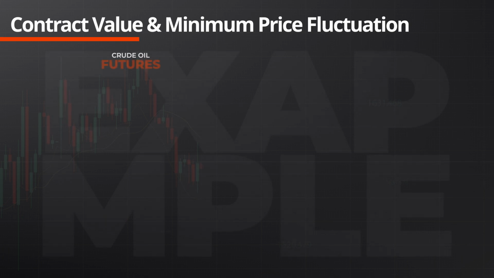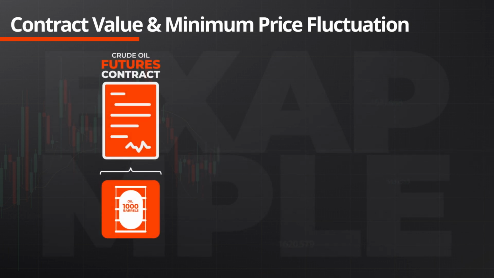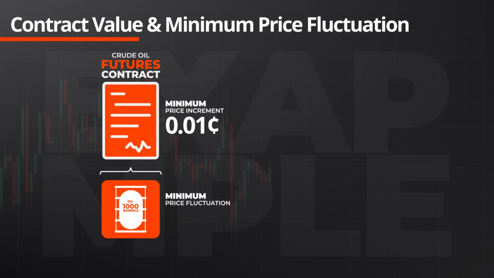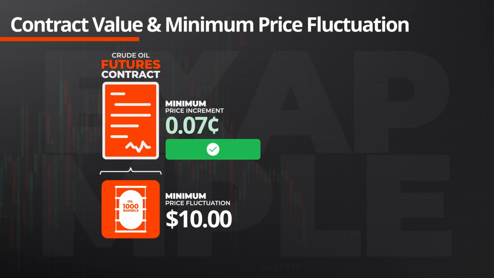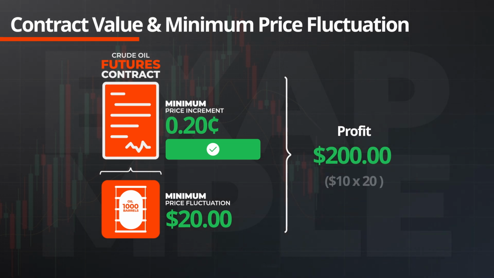For example, crude oil futures are based on a 1,000-barrel contract and have a minimum price increment of 1 cent, which means each minimum price fluctuation is worth $10. If you buy one contract of crude oil and it goes up 20 cents, or 20 minimum price fluctuations, you made $200 in profit. $10 times 20 minimum price increments.